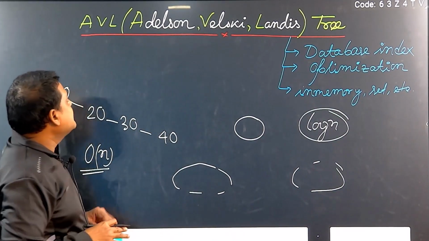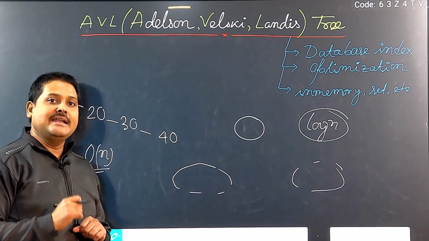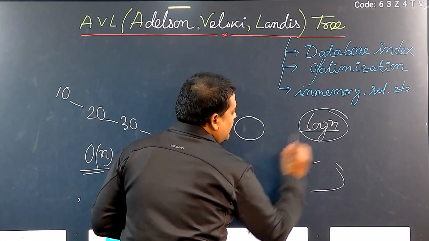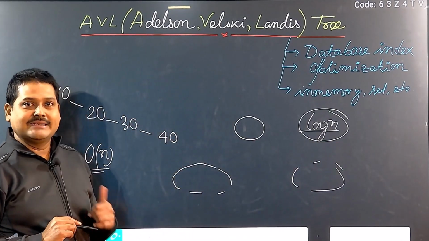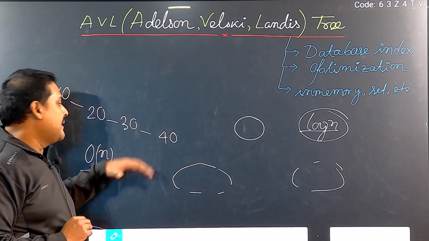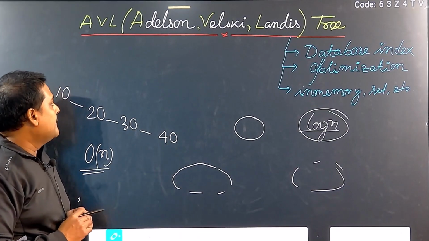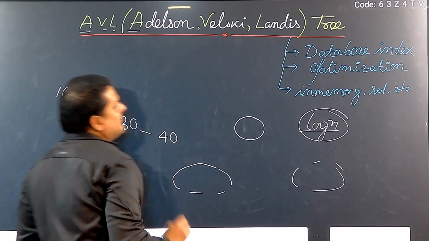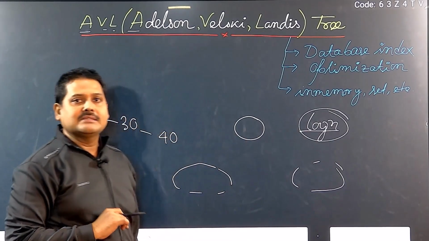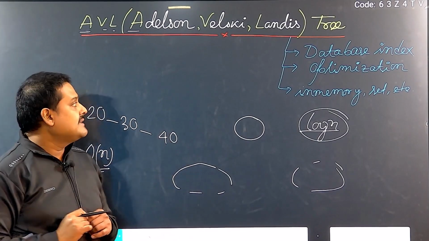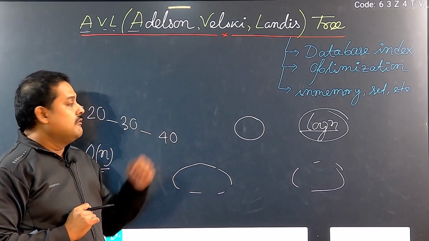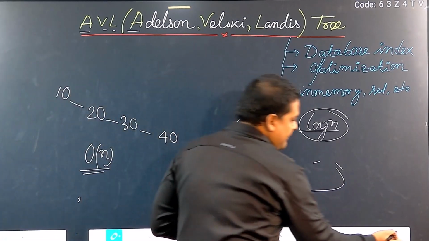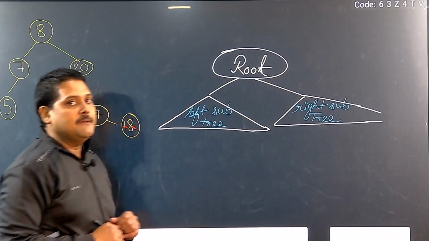The three persons Adelson, Velsky and Landis developed a mechanism by which we will not let the height of the balanced search tree increase beyond log n. So, from their name initials, it is called the AVL tree. What are the different applications? There are huge applications, like database indexing, optimization, in-memory sets, and dictionaries also. There are different places where we apply this AVL tree.